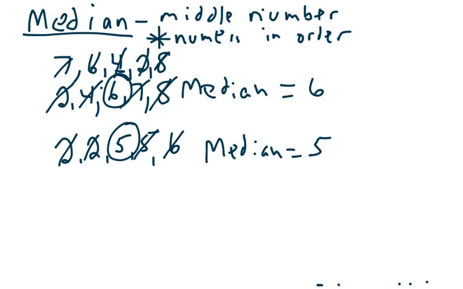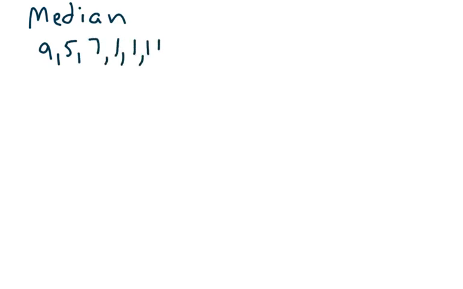All right, so median, next example. This one I'm going to use an even amount of data. What does that mean? Let's go 9, 5, 7, 1, 1, 10, 2 and 3. So what's the first thing we have to do? Hopefully you said put it in order. Order means least to greatest order. Put it in least to greatest order.